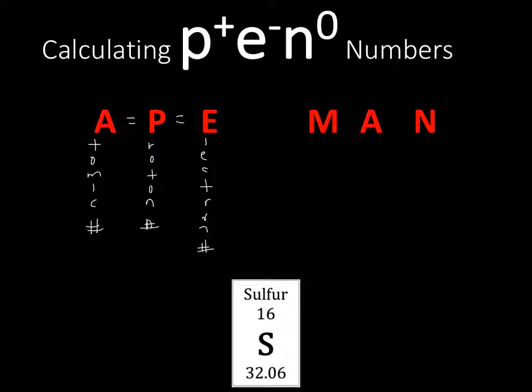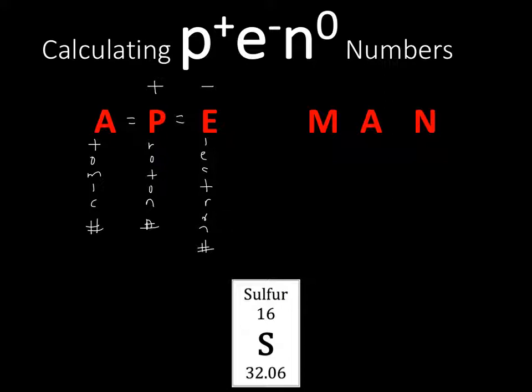Now, here's the thing. Protons have a positive charge and electrons have a negative charge. And the reason the protons equals the electrons is because all of our atoms are going to be electrically neutral. That means they're going to have 0 charge. So if we have one positive, we have to have one negative to get that neutrality.